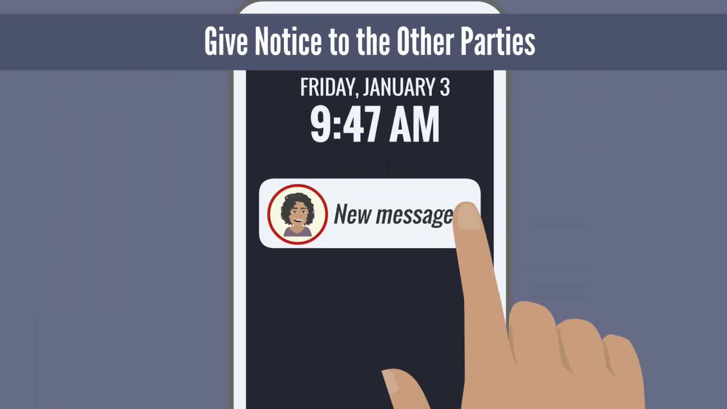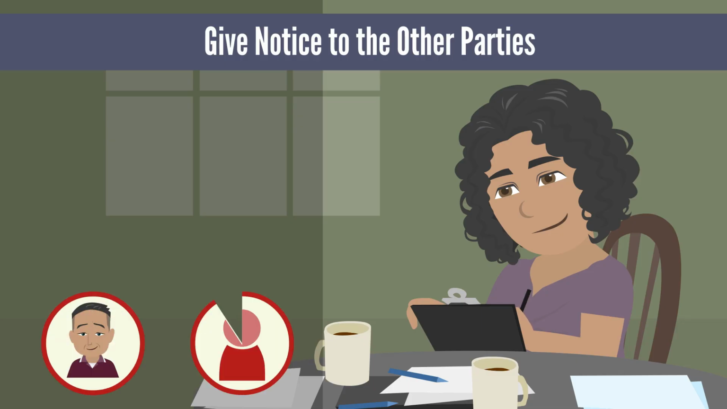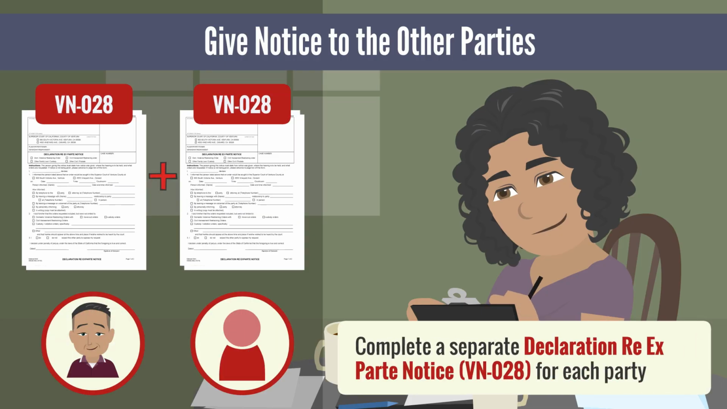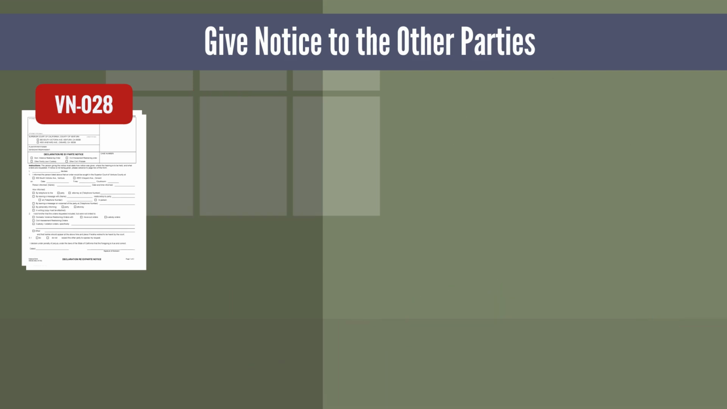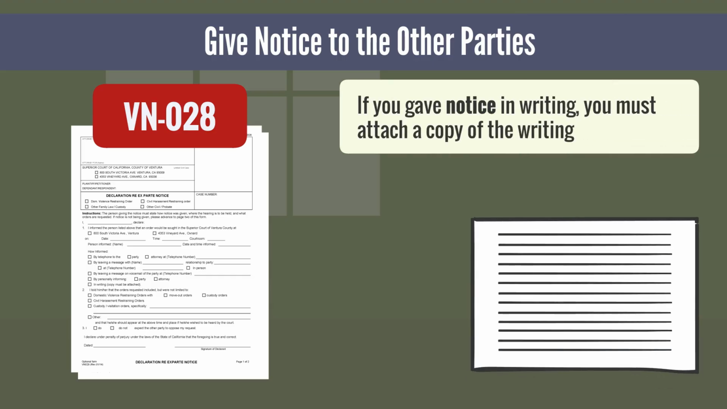When giving notice, the other parties must be told the date, time, court address, courtroom number, and the specific orders you will ask the court to make at the hearing. Include a case number if you have one. Whoever gives the notice to the other parties must complete a separate declaration re ex parte notice, Form VN-028 for each party. If you gave notice in writing, you must attach a copy of the writing to the declaration.